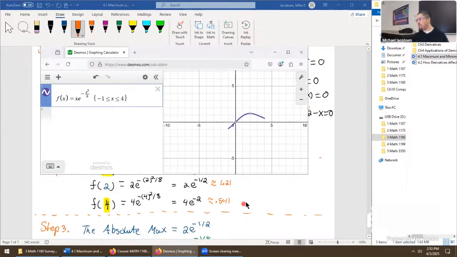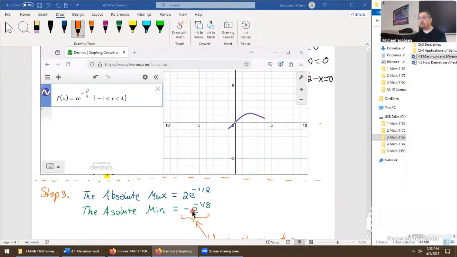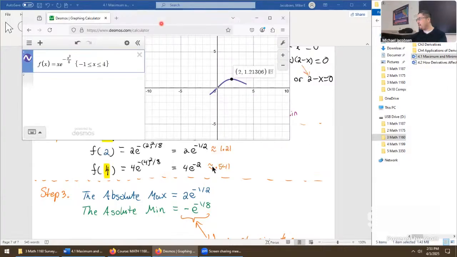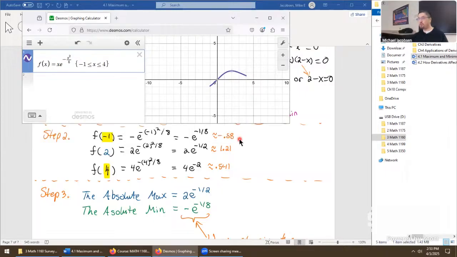Now let's take a look at what we said on our listing right here. We said the absolute maximum of this function is 2e power negative 1/2, and we also approximated 2e power negative 1/2 to be 1.21. That tracks with what we see on the graph. Minimum is this value, and there we go. It's about negative 0.88. That's right at the end of the domain, so that's one that Desmos doesn't even want to let me hold as a point there. So we do get the negative 0.88 as we got here.